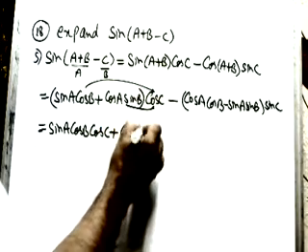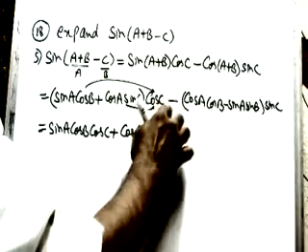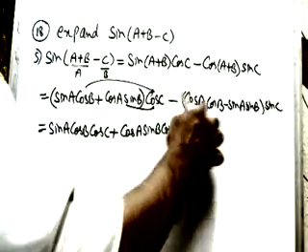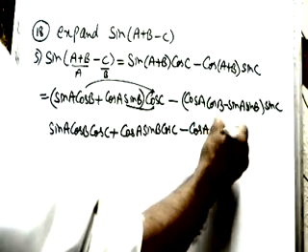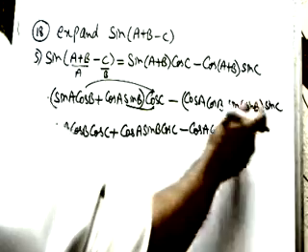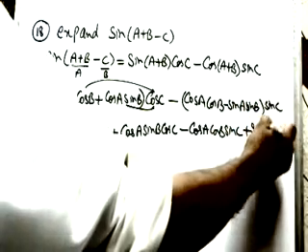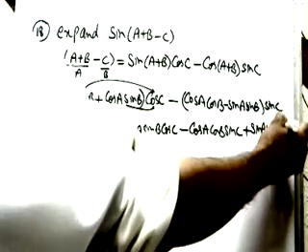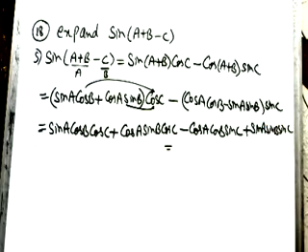Cos a sine b into cos c, plus cos a sine b cos c. Now minus into plus, minus cos a cos b sine c. Now lastly minus into minus plus, sine a sine b into sine c, sine a sine b sine c.